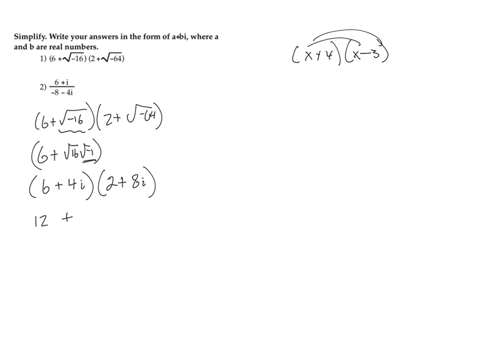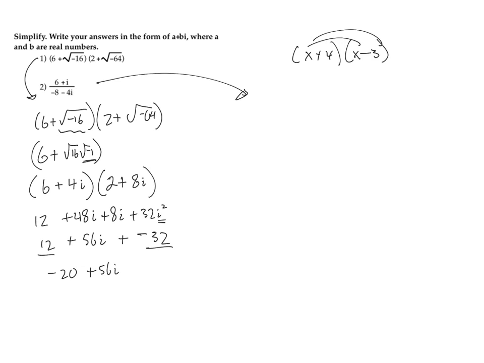So you get 12 plus 48i plus 8i plus 32i squared. So you have 12 plus 56i plus, now here, i squared is the same thing as negative 1. So that would be plus a negative 32. So if I have 12 and I lose 32, I'd be down 20 plus 56i. So that's how you do number 1.